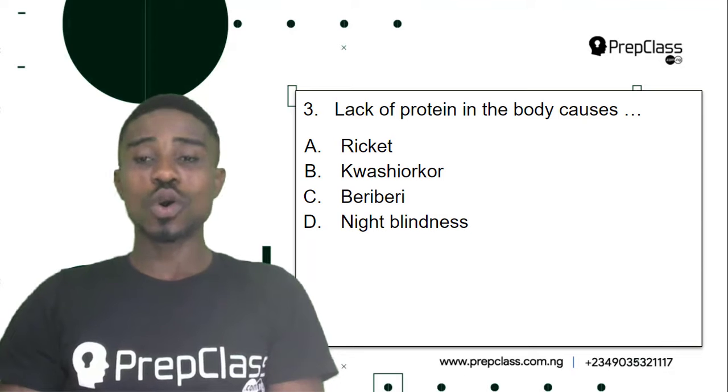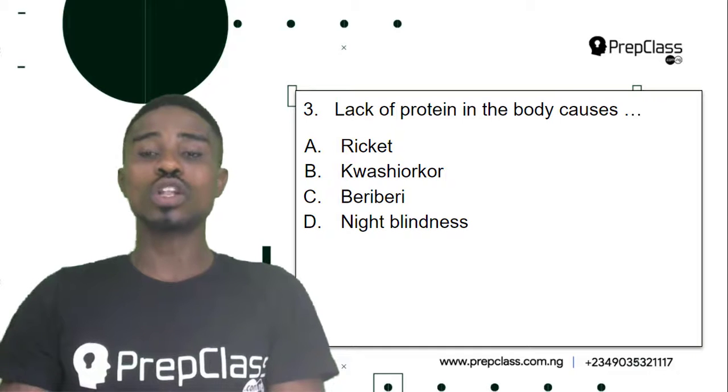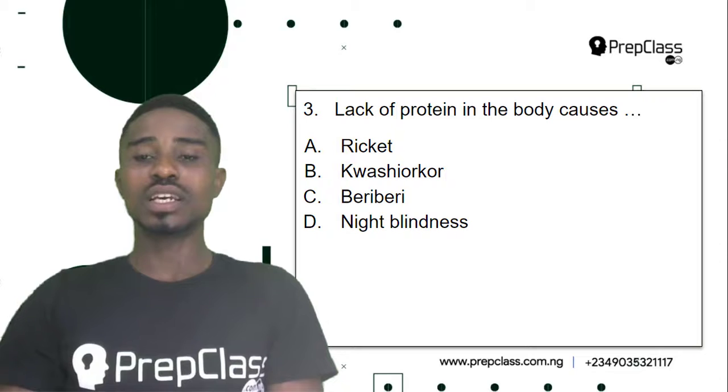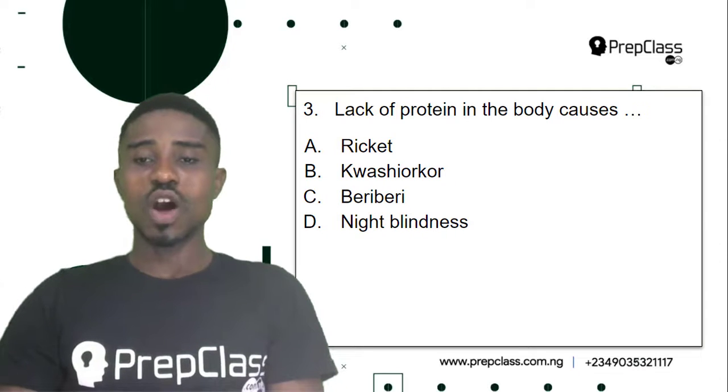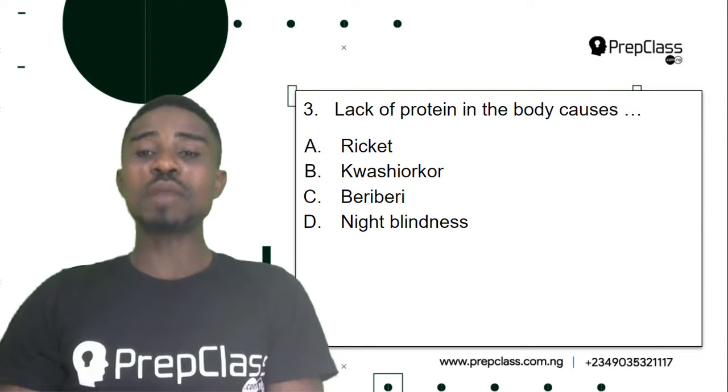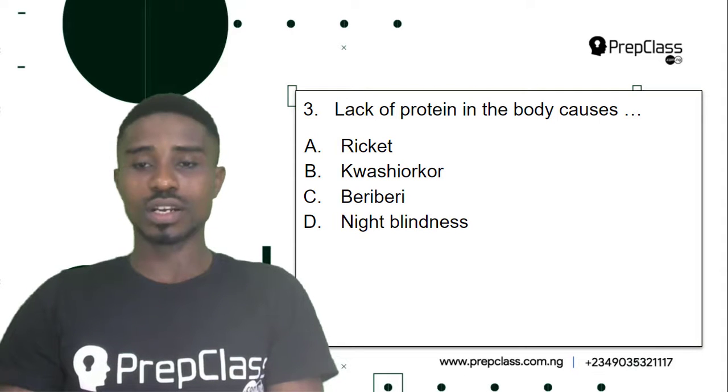B. Kwashiorkor. Kwashiorkor is caused by lack of protein. And you see the child have a swollen and protruded stomach. So option B is our correct answer. Option C, beriberi. Beriberi is as a result of lack of vitamin B1. So beriberi is not our correct answer.